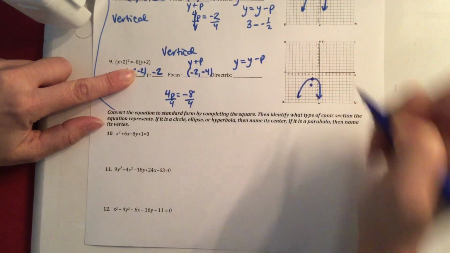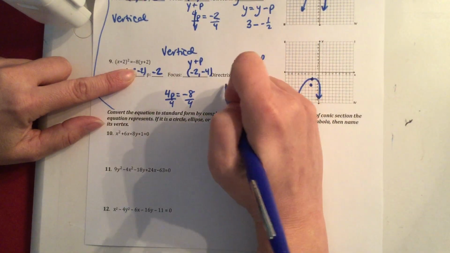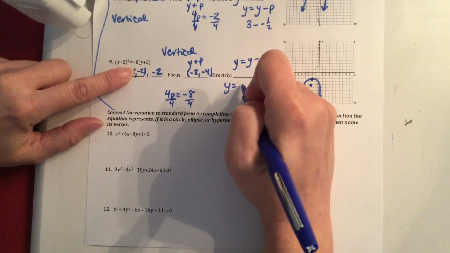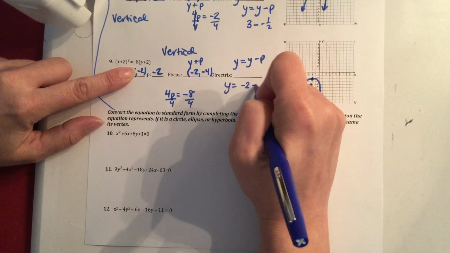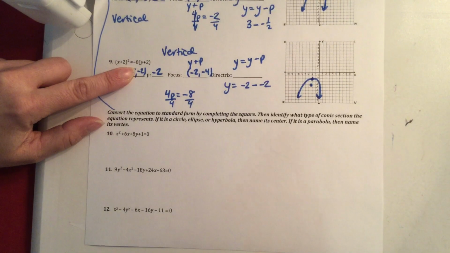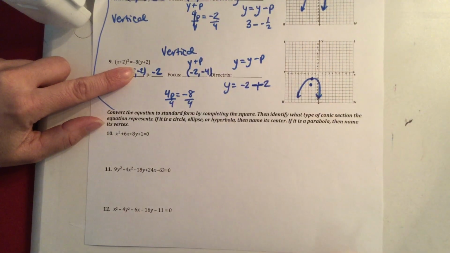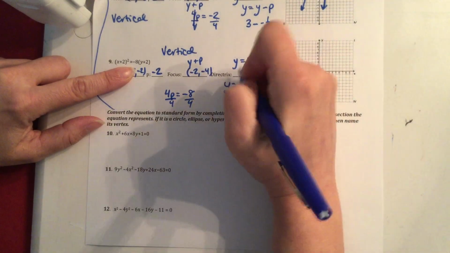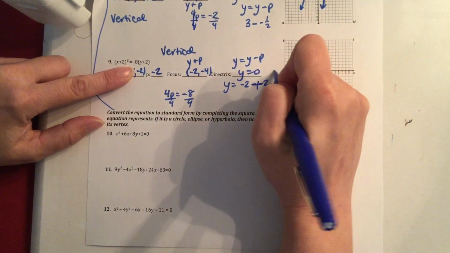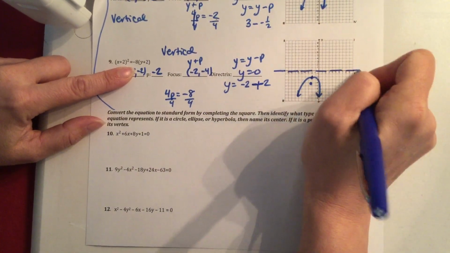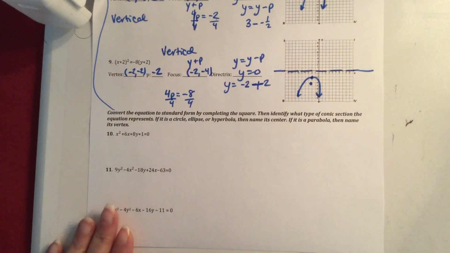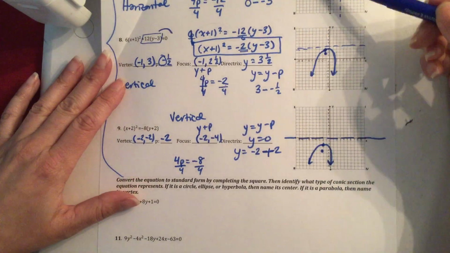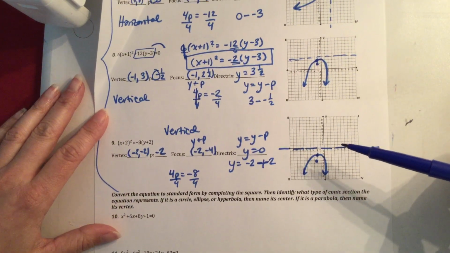Okay? You could do that, no problem. Now directrix, it's y equals the y value, -2 minus a -2. Well, if you minus a negative, that becomes a plus. -2 plus 2 is 0. So I cut the y-axis at 0. There's my directrix. So this is a really good review for parabolas.